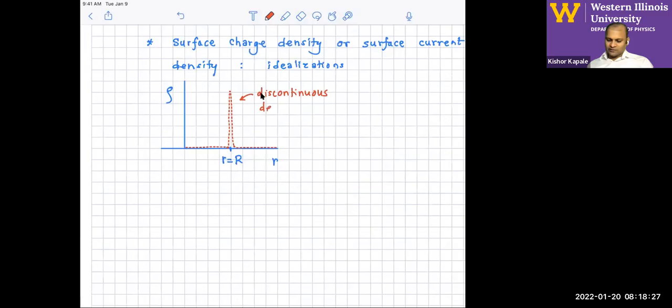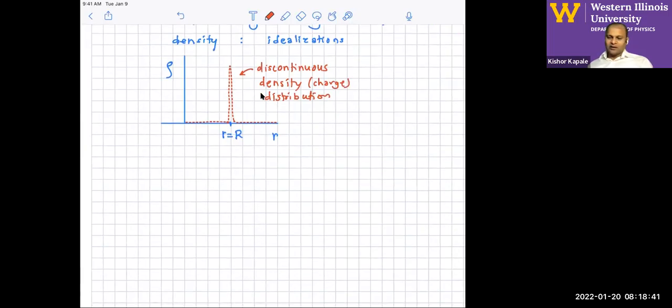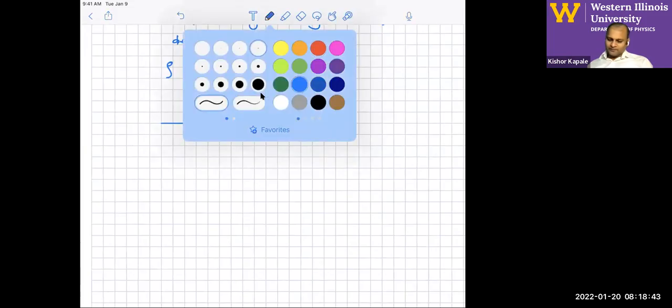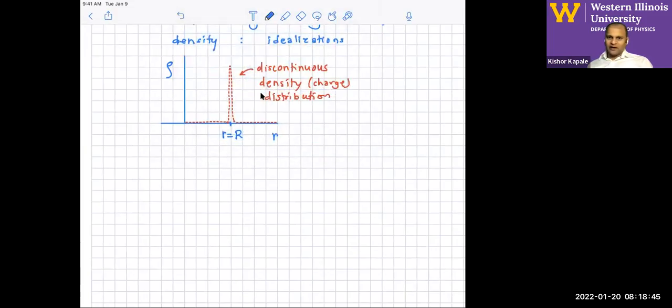Density distribution. It's the density of the charge density, of course. You can have similar things for the current also, right? So things are rapid and happening very quickly, right?